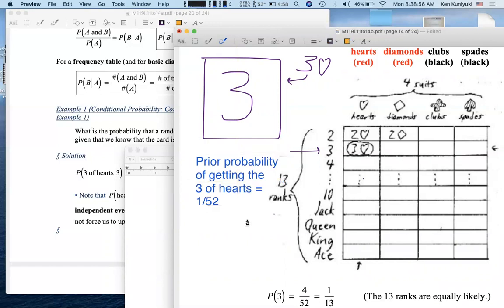That's the prior probability. But now I'm looking at your card and I'm telling you that the rank of the card is a 3, which means that we're restricted to this row over here. What then is the updated probability, the conditional probability, that you have the 3 of hearts, given that you know the card is a 3? Assume I'm being honest. It's going to be, well, how many of these cards are the 3 of hearts? 1 card. How many cards are 3s? 4. So the updated probability is going to be 1 over 4.